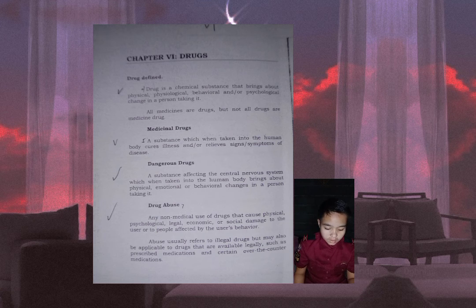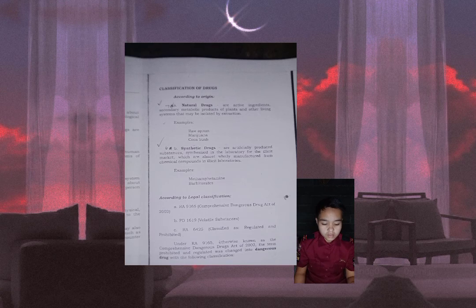So, classification of drugs. One is natural drugs. Next is synthetic drugs. What is natural drugs? Natural drugs are active ingredients, secondary metabolic products of plants and other living systems that may be isolated by extraction. For example, raw opium, marijuana, hookah bush.